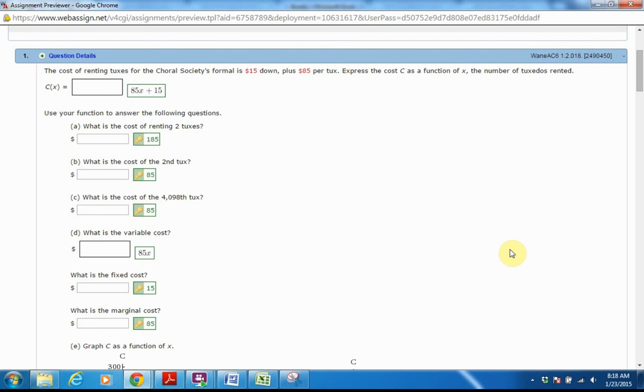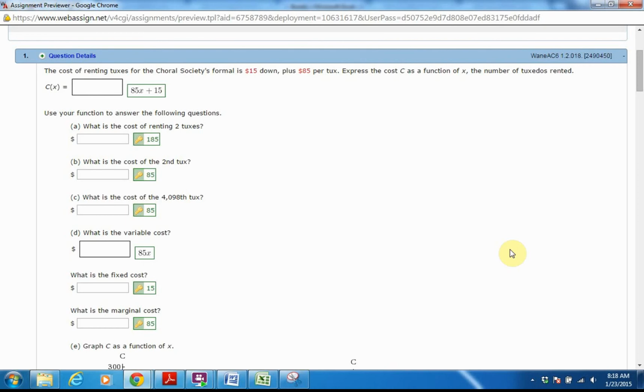We're going to start with 1.2, that homework assignment. And there's just two problems here that I want to go through quickly. They review some very basic ideas of cost, revenue, and profit. So the first one, the cost of renting tuxes for the Choral Society's formal is $15 down plus $85 per tux. Express the cost as a function of X, the number of tuxedos rented.